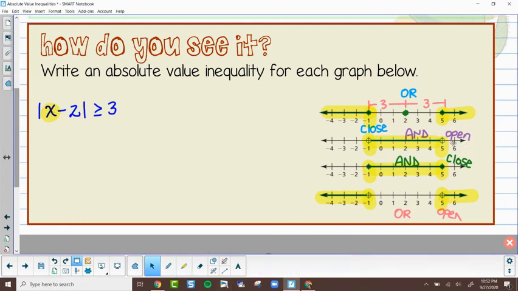Same thing on the next one, except I have open dots and I have an and. So it's going to look real similar, except it's a less than and not equal to. On the green, we can see it's closed and it's an and, so it's less than or equal to. And then the last one, in pink, is greater than, an or, with no equal to sign.